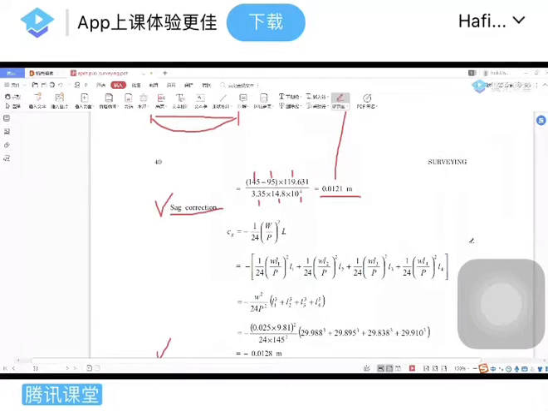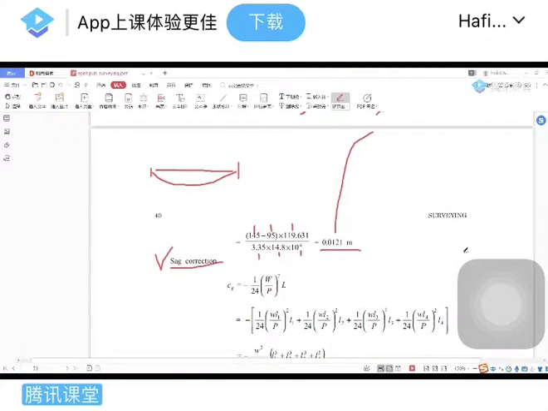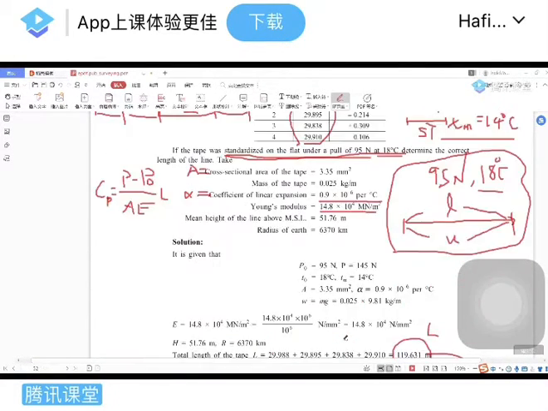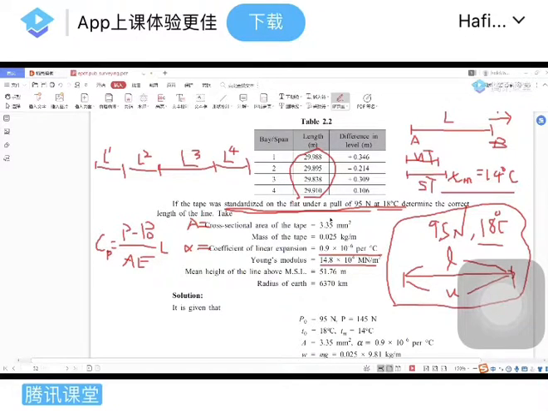Okay, this is a sag correction. So now, how many segments do we have? Go back to the initial one. Initial one, you have four spans like this one. So you have a span over here, span over here, span over here. Every span, this is the length for the span. Okay. So let's go back.